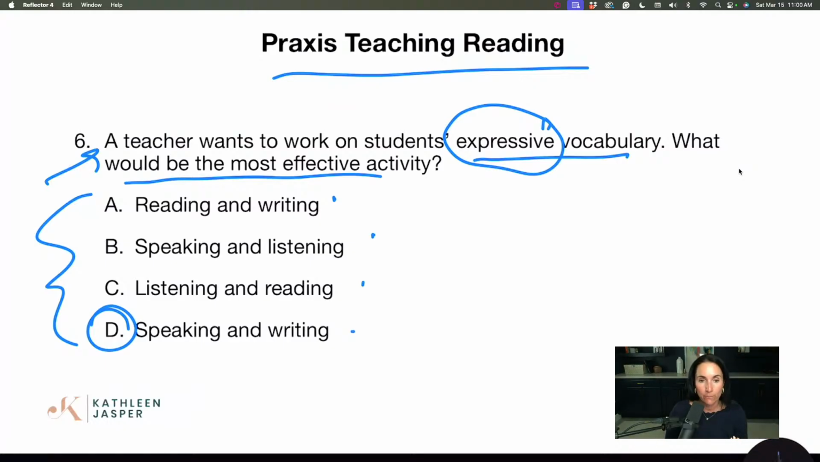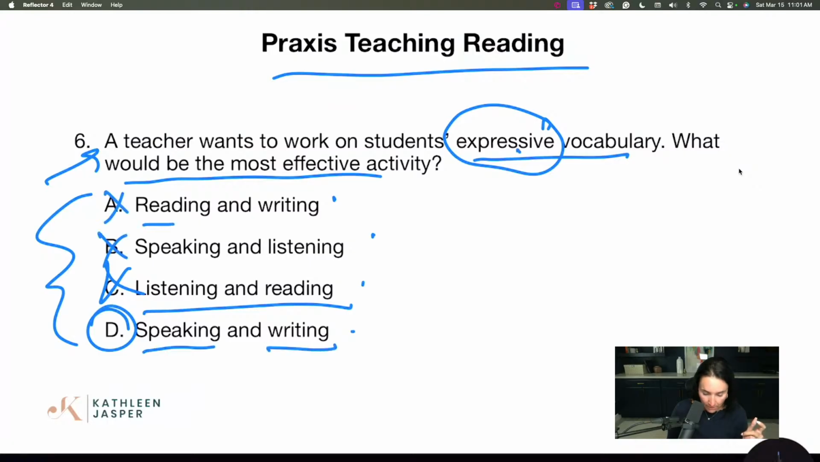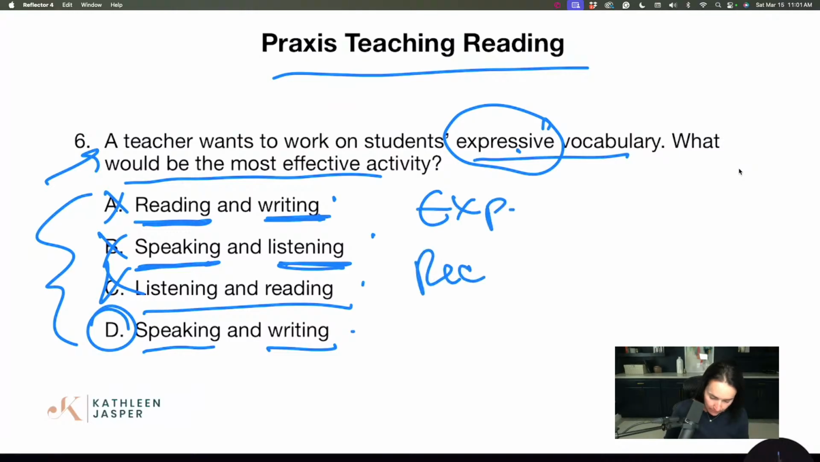Receptive vocabulary means to receive, reading and listening, right? So those are out. If we're looking for expressive, we're looking for speaking and writing, and A and B are out because this is receptive, this is expressive, this is expressive, this is receptive. Let me just say: expressive, receptive.